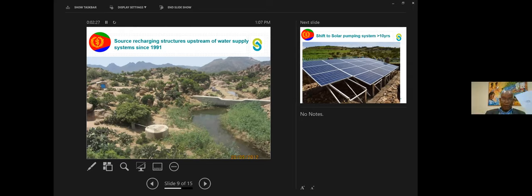I think you can also see another slide which shows how we really try to recharge our source, the groundwater, by doing some soil and water conservation structures in the upstream of the watershed. That is to enrich the groundwater so that the water supply systems can have adequate water as a source.